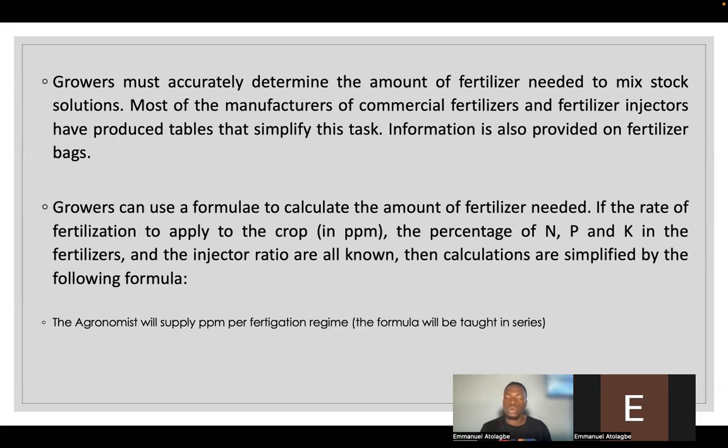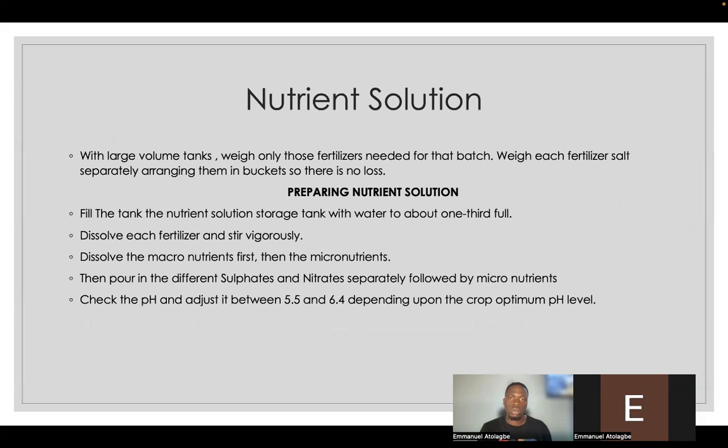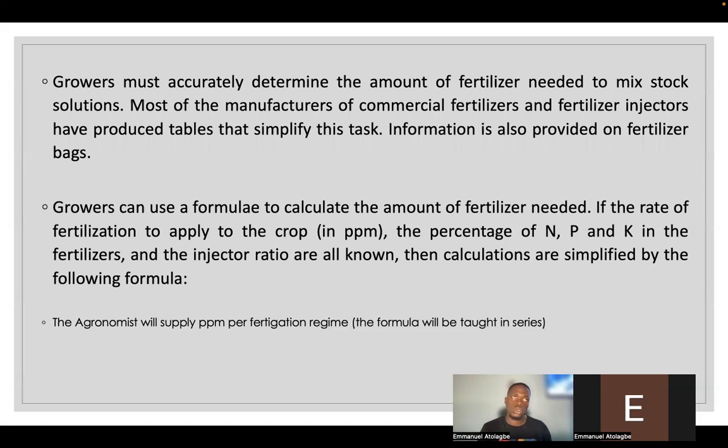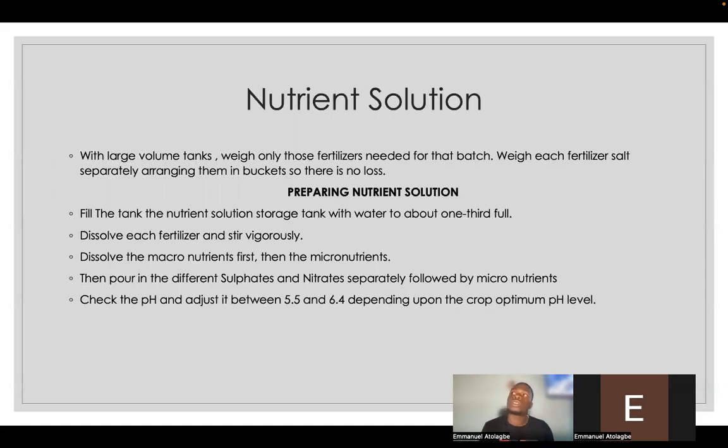So I intentionally removed the formula from here just to teach you, or to show you, in later series. I can drop it at the end of this slide also. So moving on to nutrient solution. In this we didn't discuss, but we made mention of stock solutions. So let's look at nutrient solutions.